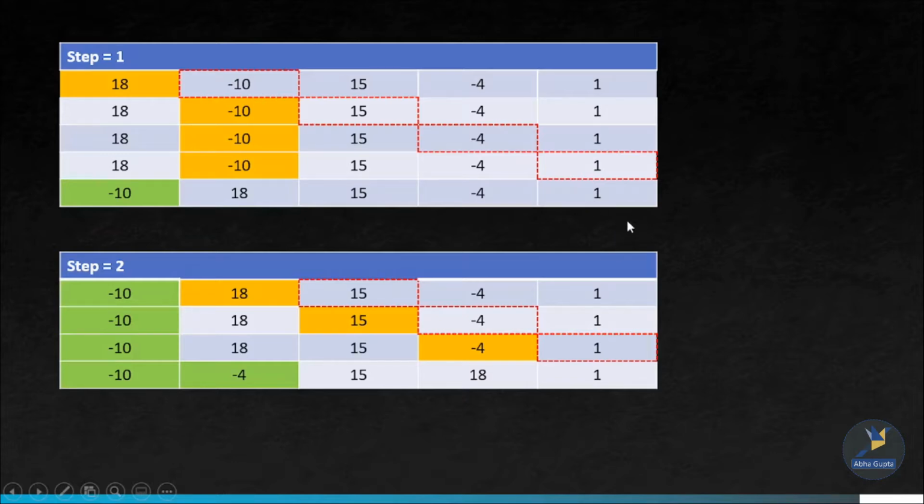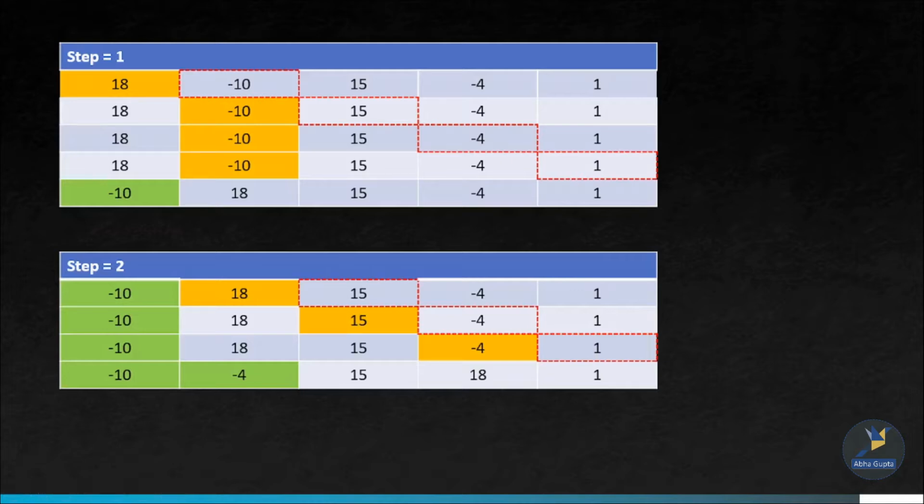To better understand the selection sort algorithm, we have an example where our list consists of this data: 18, -10, 15, -4 and 1, and we will sort it in ascending order. In the first iteration, we pick up the first element and compare it with the next element in our list. So in the first iteration, 18 and -10 are compared.